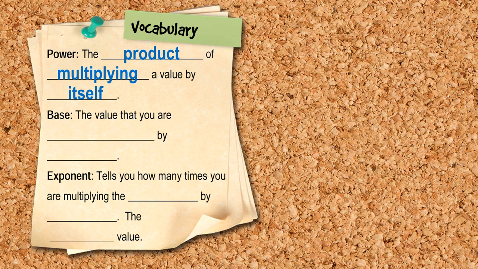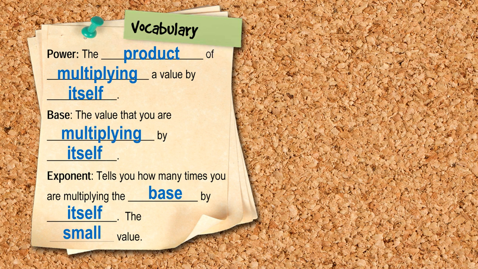The base is the value that you are multiplying by itself. This is also the big number in the power. An exponent tells you how many times you are multiplying the base by itself. This you might know as the smaller value.